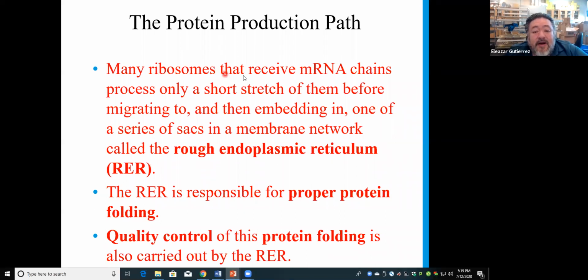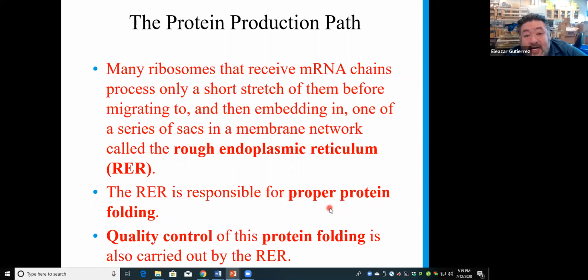Many ribosomes that receive the messenger RNA process only a short stretch of them before migrating to and then embedding onto a series of sac membrane networks called the rough endoplasmic reticulum. Okay, the rough endoplasmic reticulum is responsible for proper protein folding.